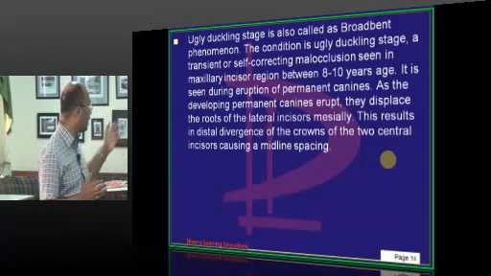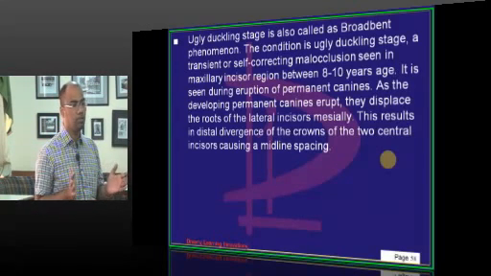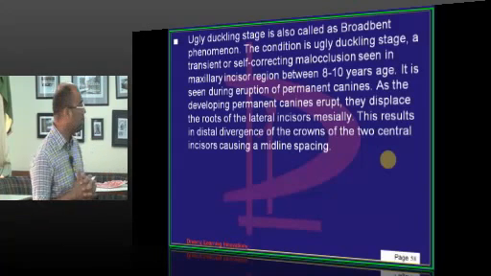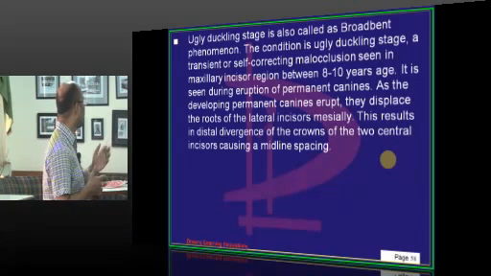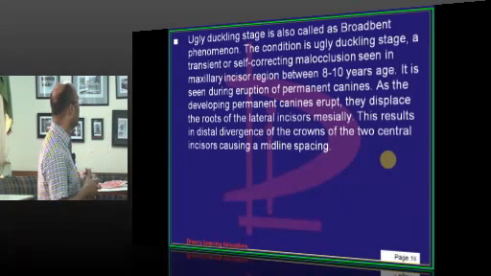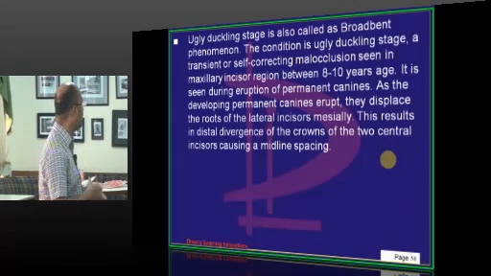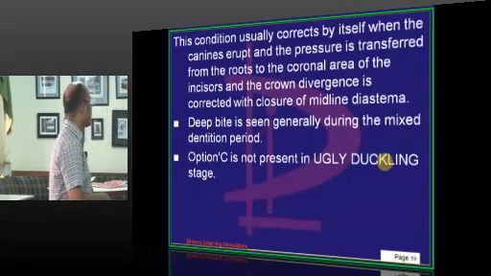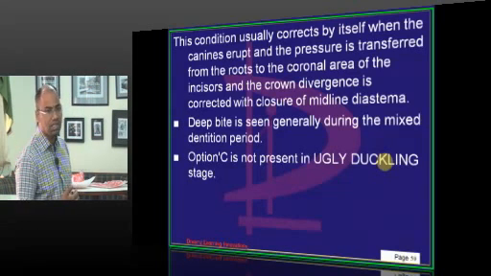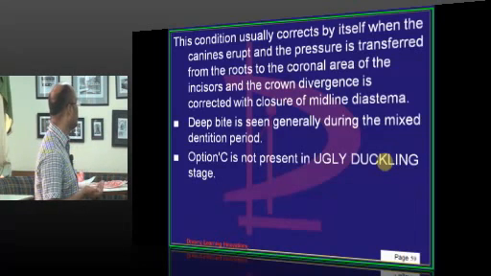The moment the canine erupts into the oral cavity, automatically the inclination of the angulation of both the incisors gets corrected and the midline diastema closes. So it is seen between 8 to 10 years of age during the eruption of permanent canines, and as the developing canines erupt, the roots will again displace back to the normal position, whereby the inclination is corrected and the midline diastema is closed. So it corrects by itself when the canines erupt and the pressure is transferred from the roots to the coronal area.